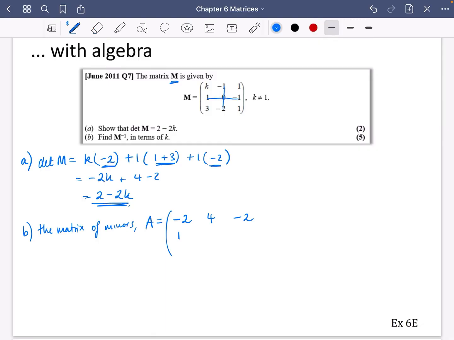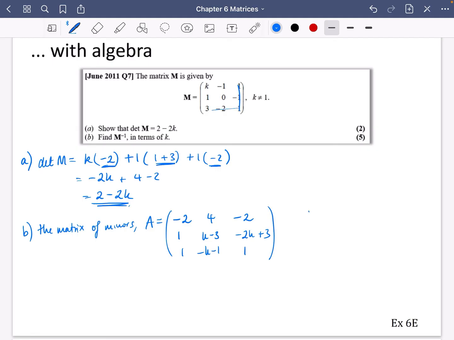Then this next part is going to be k minus 3. Can't do this on the calculator, so it's very long. And then we've got minus 2k minus minus 3. Okay. Then we've got here 1. For the next one, we've got minus k minus 1. Minus k minus 1, yeah, that's correct. And then for the last one, we've got 0 minus minus 1. Okay, so we've done the matrix of minors.